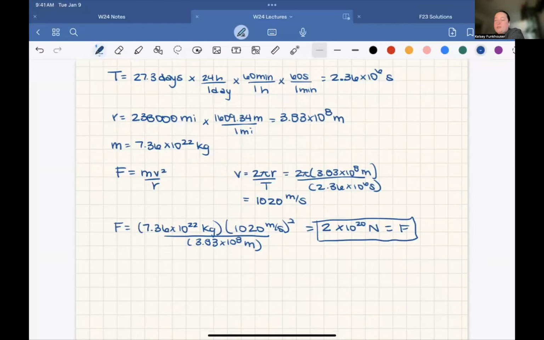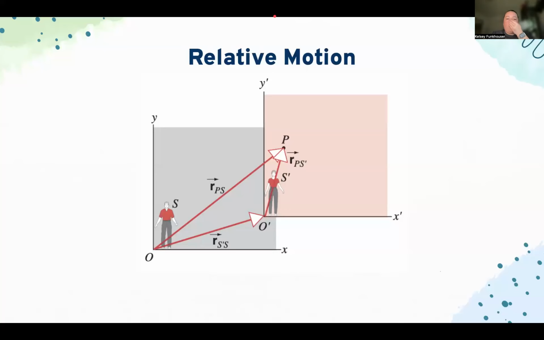Okay, so we're going to jump back to talk about relative motion real quick. Let's consider the motion of a particle as described by two observers in uniform motion relative to each other. So remember the car, bike, and the person on the sidewalk? Think of it as maybe someone in the car and someone on the bike, but neither is accelerating. They're moving at constant velocity.